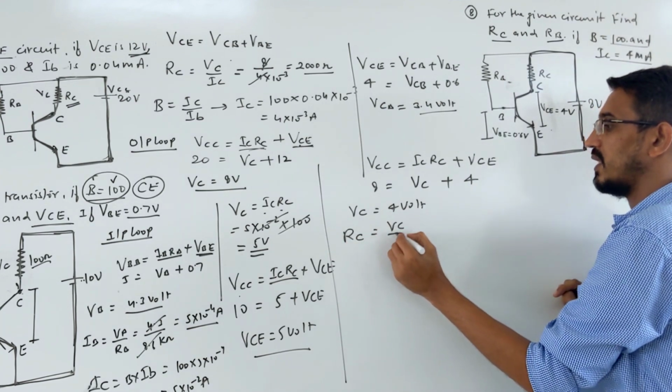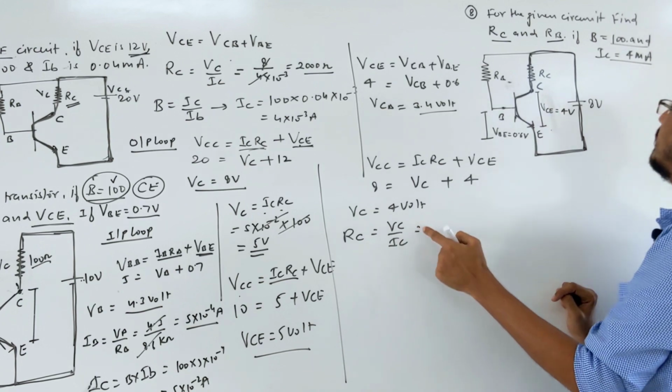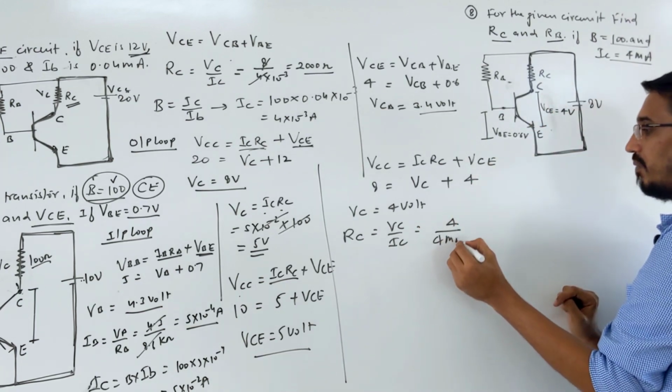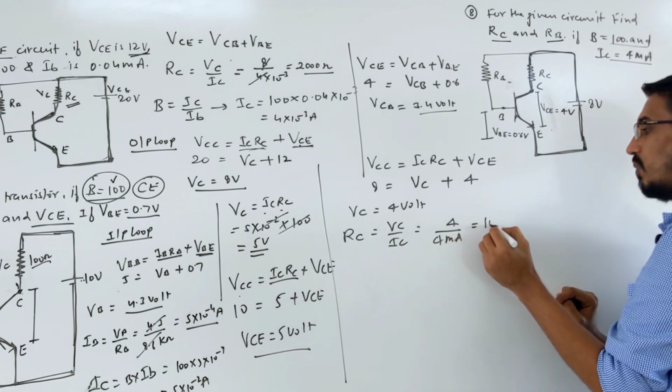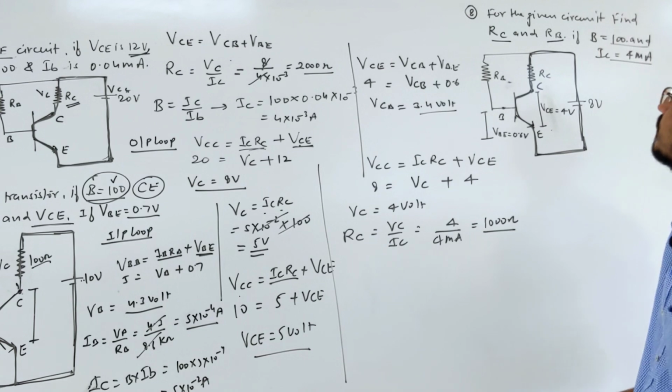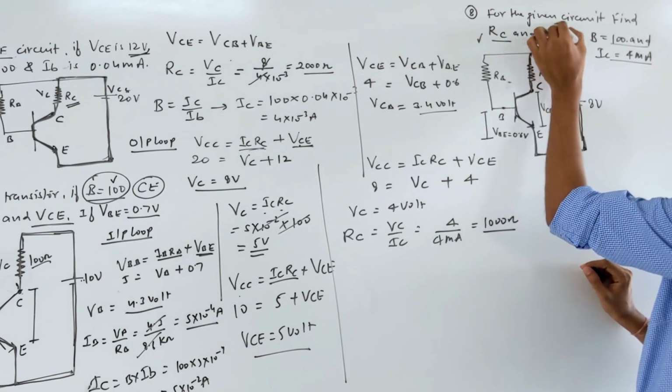Output voltage we know, output current is also given to you, so you can find RC. RC is what? VC by IC. VC how much? 4 volt we calculated. IC is 4 milliampere. It means 1 kilo ohm or 1000 ohm. That's your RC, output resistance. Okay, output resistance you know. We are done, one answer is done: RC. Now we have to find input resistance.